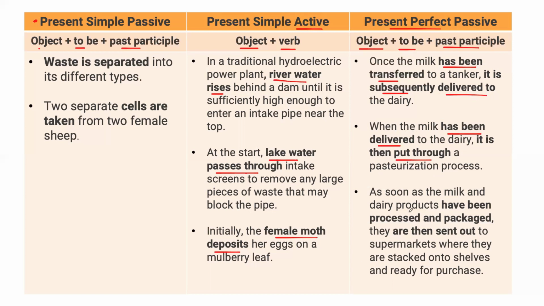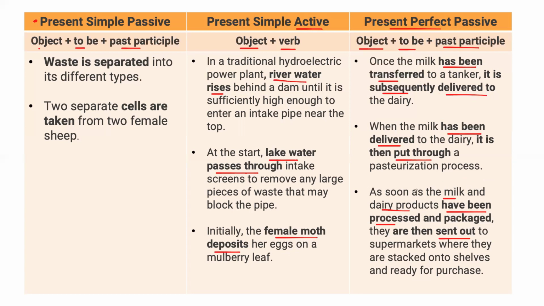Then our last example, as soon as the milk and dairy products have been processed and packaged, they are then sent out to supermarkets where they are stacked onto shelves and ready for purchase. Same idea here. The only thing here, you see that milk and dairy products, these are plural, so our verb to be changes to have been.